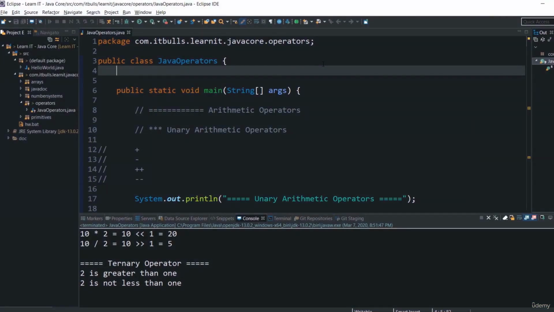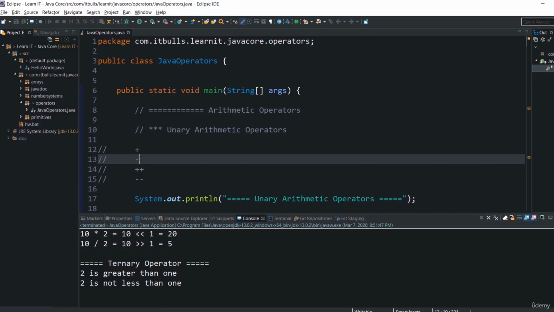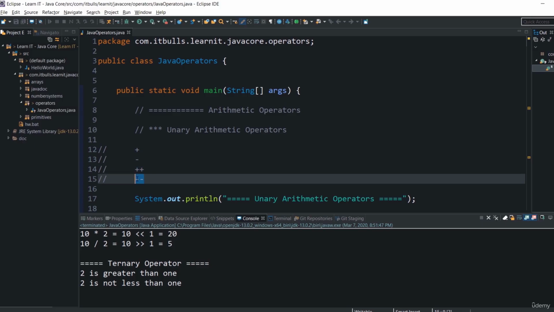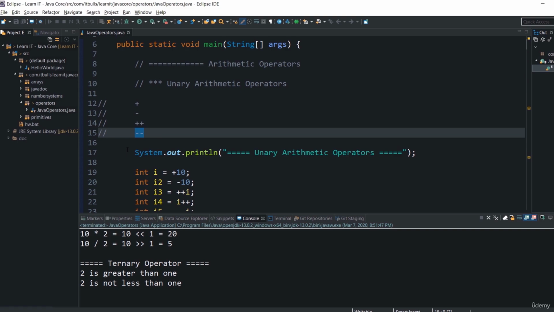Let's start. I'd like to begin with unary arithmetic operators. They are: unary plus operator indicates positive value. By the way, numbers are positive by default. Unary minus operator negates an expression value. Increment operator increments a value by 1. Decrement operator decrements a value by 1. And here are examples of these operators.